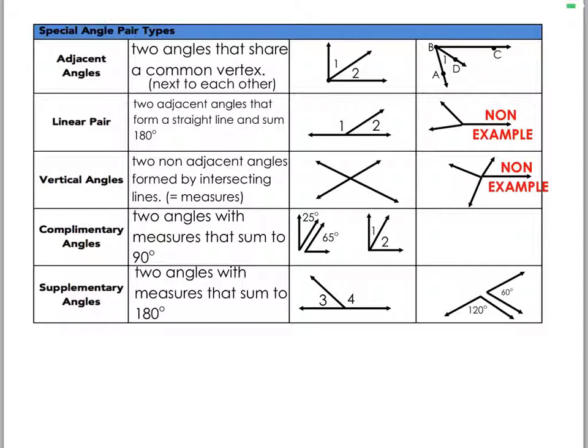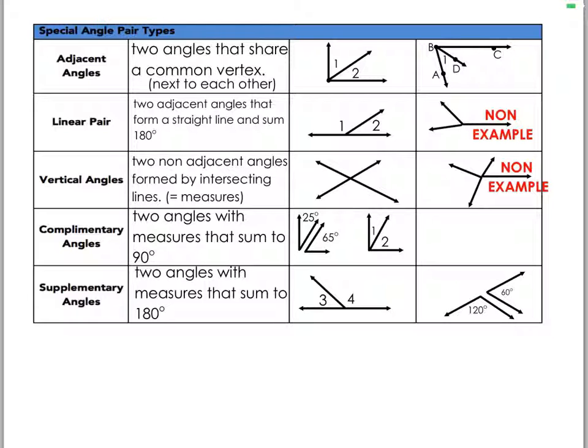We're going to review a little bit more of angle pair types. Adjacent angles are two angles that share a common vertex or they are next to each other. So for instance, angle 1 and angle 2 in the first picture. Now in the second picture, I could say angle ABD is adjacent to angle DBC. However, I cannot say that angle ABC is adjacent to angle 1 because angle 1 is part of it.